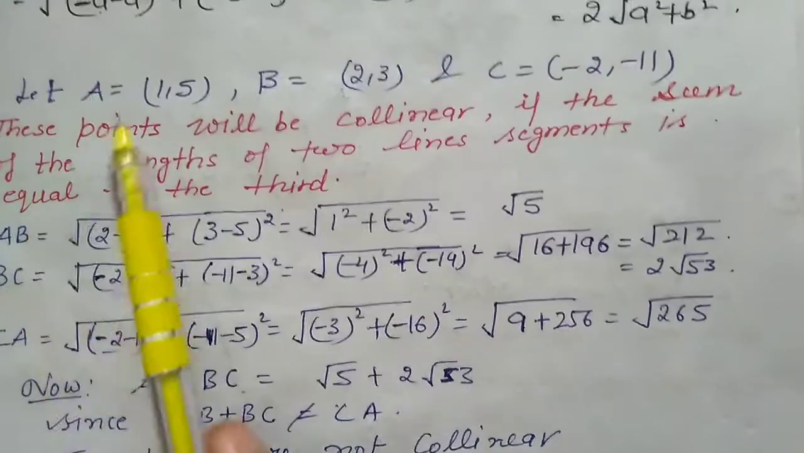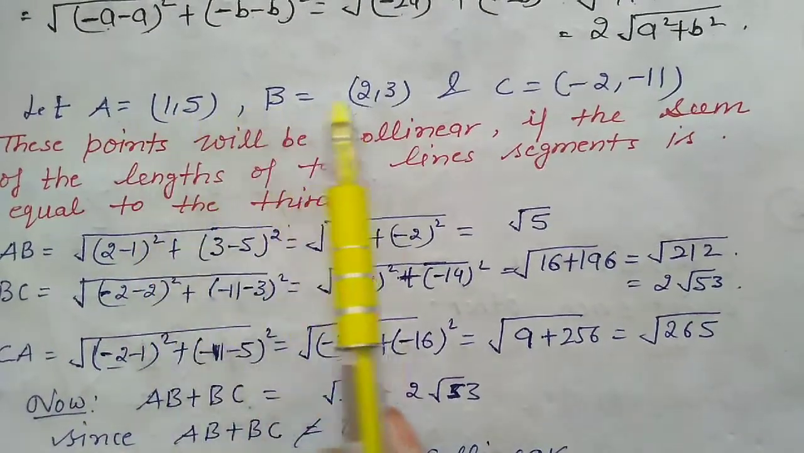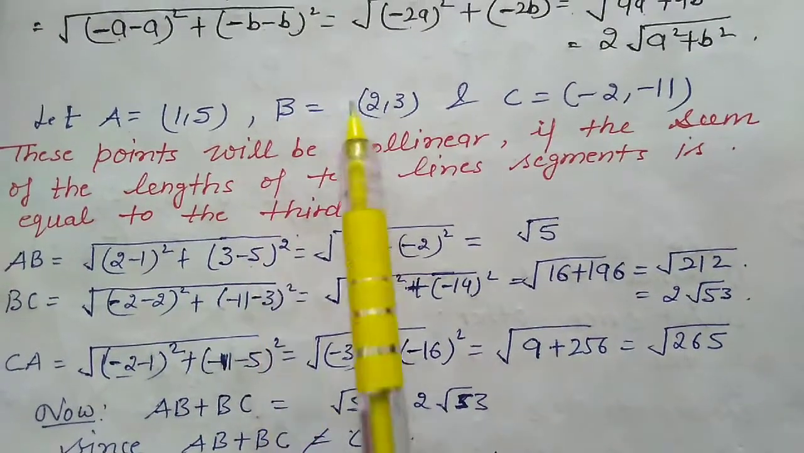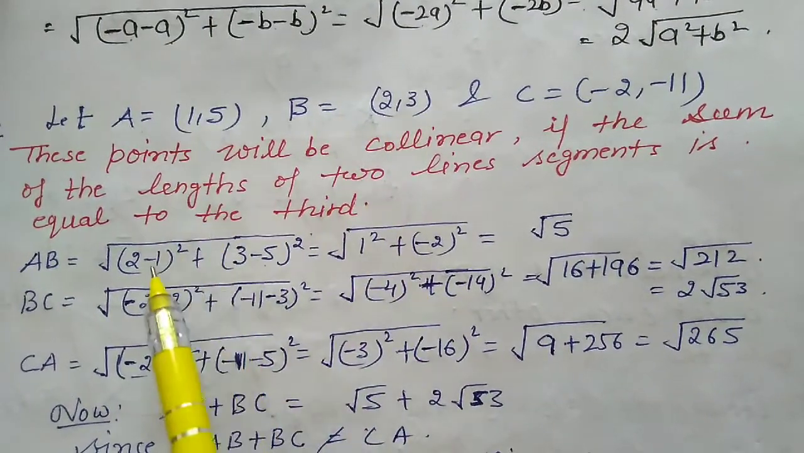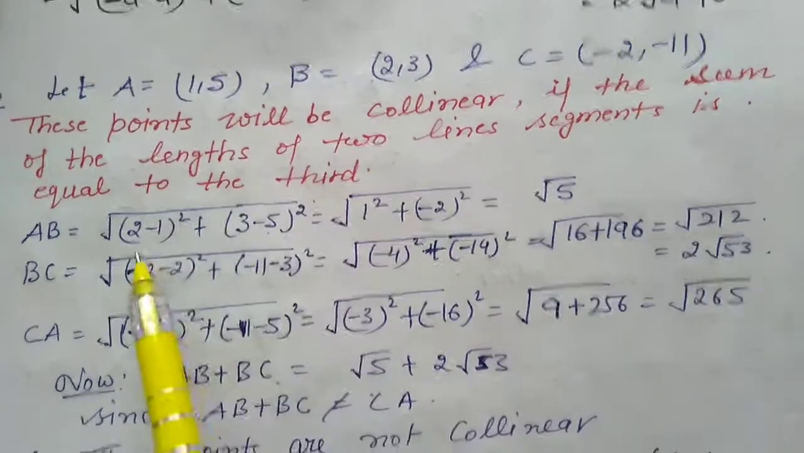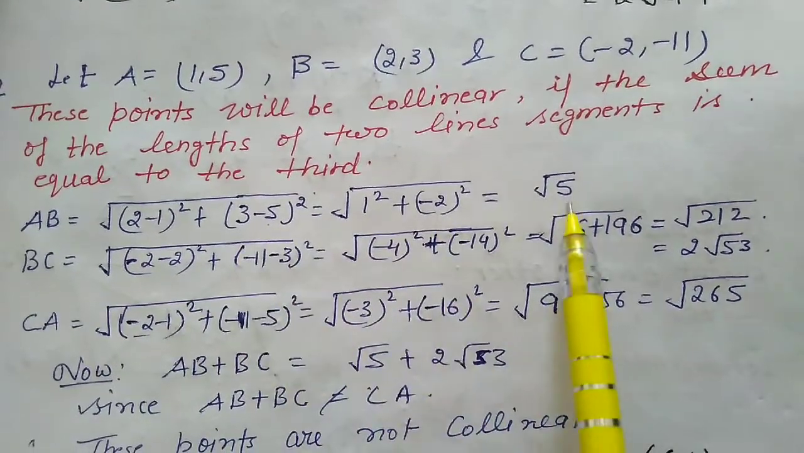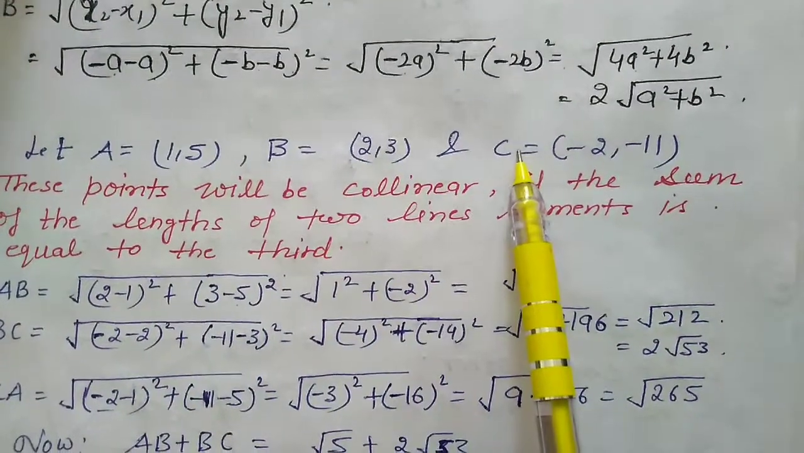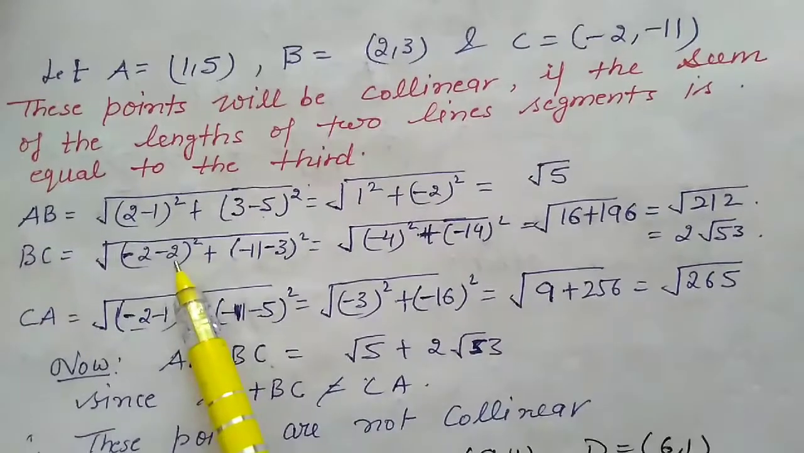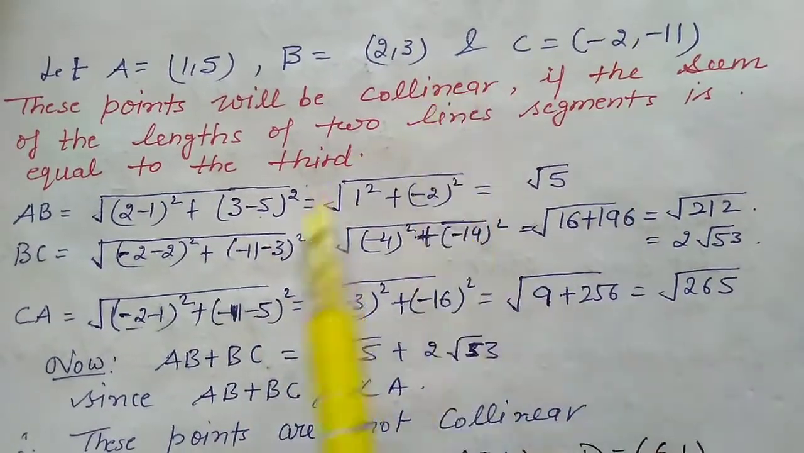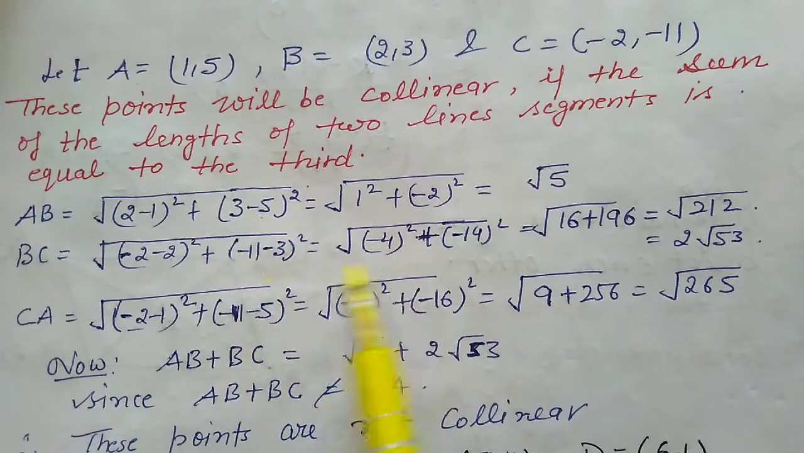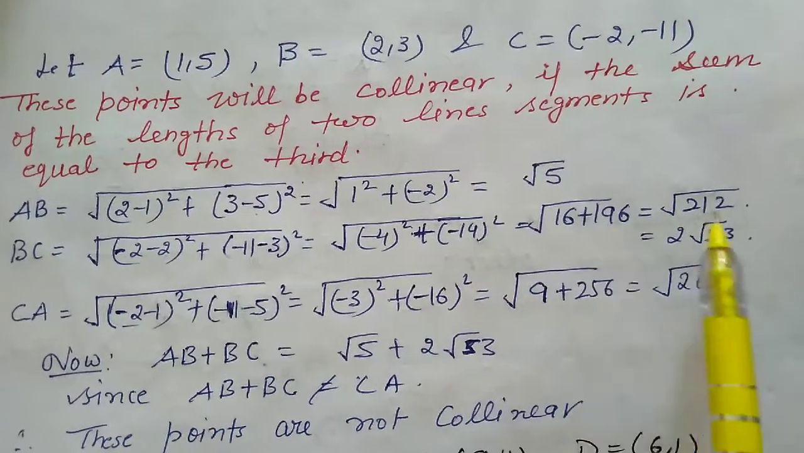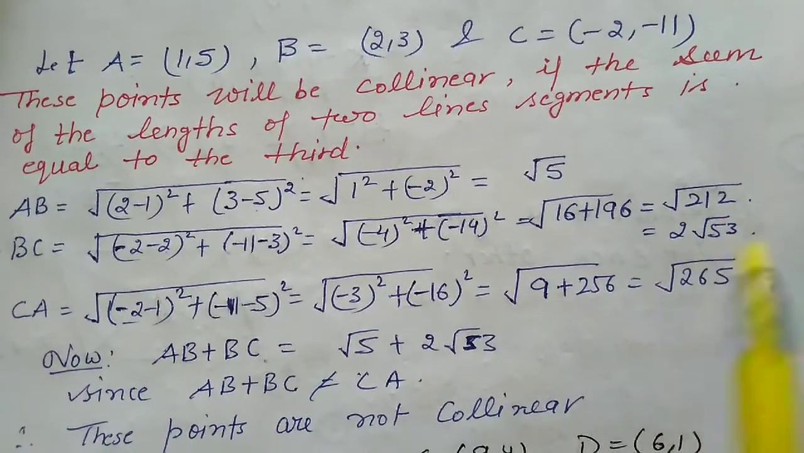So first we will find AB, the distance between the points A and B, by the same formula: x2 minus x1 whole square plus y2 minus y1 whole square. This is 2 minus 1 whole square plus 3 minus 5 whole square. 2 minus 1 is 1, 3 minus 5 is minus 2, so 2 square is 4, it becomes under root 5. Then we will find BC, same formula: minus 2 minus 2 becomes minus 4, minus 11 minus 3 becomes minus 14. 4 square is 16, 14 square is 196, total 212. We get 2 under root 53.